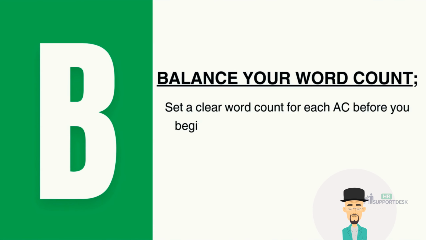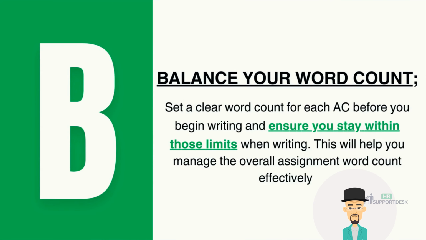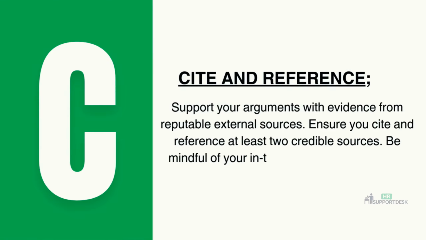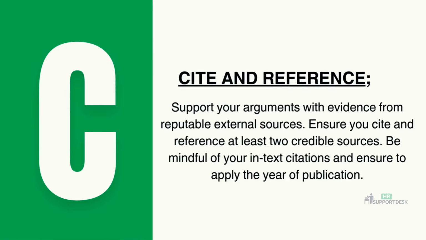B. Balance your word count. Set a clear word count for each AC before you begin writing and ensure you stay within those limits when writing. This will help you manage the overall assignment word count effectively. C. Cite and reference. Always support your arguments with evidence from reputable external sources. Ensure you cite and reference at least 2 credible sources. Be mindful of your in-text citations and ensure to apply the year of publication.